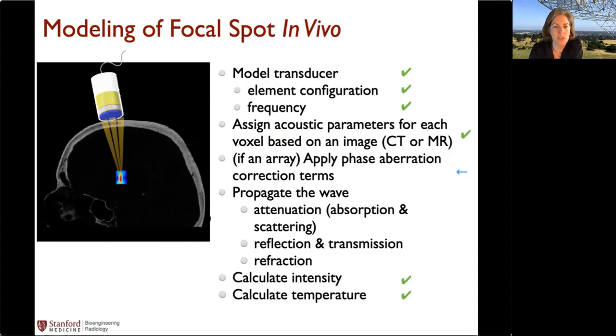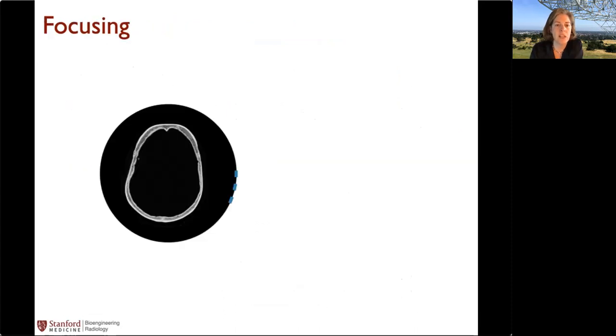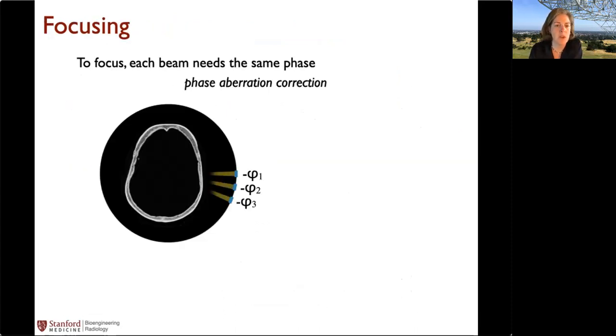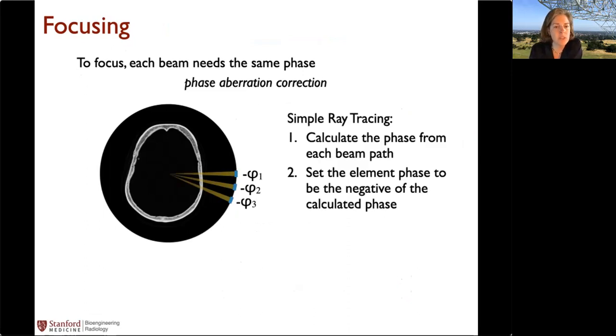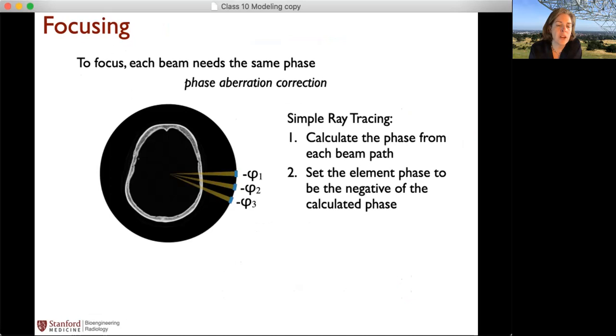Okay, phase aberration correction terms. The basic idea, I think we've talked about this a number of times. You have some number of elements, and as they traverse the skull, they accumulate phase, because the skull has a different acoustic velocity and each of those has a different path length, so they're going to have different phase at the focus. The simple ray tracing is that you define a ray from your transducer element to the focus. You figure out every voxel it goes through and the speed of sound through that voxel, and it's accumulating phase through each of those voxels.